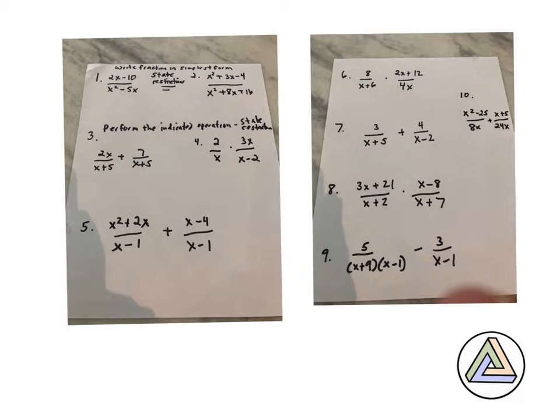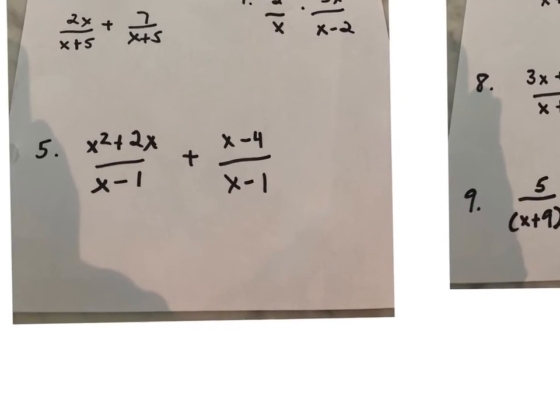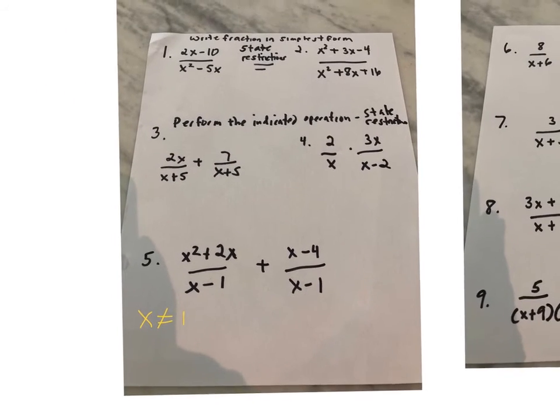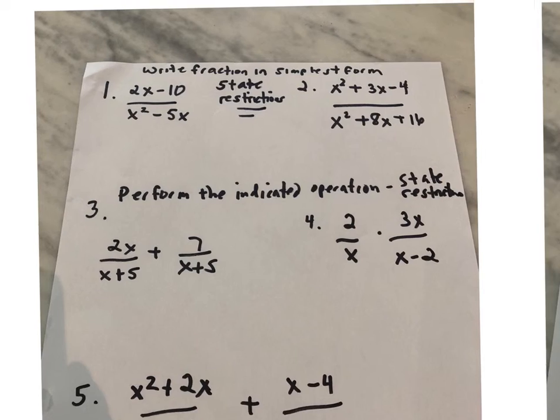So for example, just stick with this example actually. When it comes to this one, the restriction would be literally that, I'll write it in yellow, x cannot be 1. Because of this, and also because of this. Okay, so that is already the restriction for number 5, but let's do one at a time here, starting with number 1.